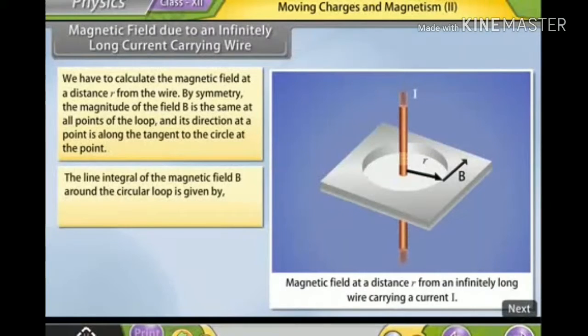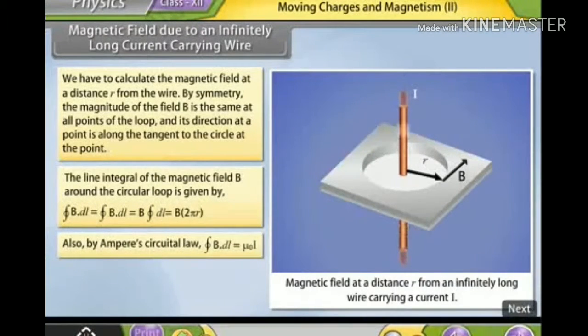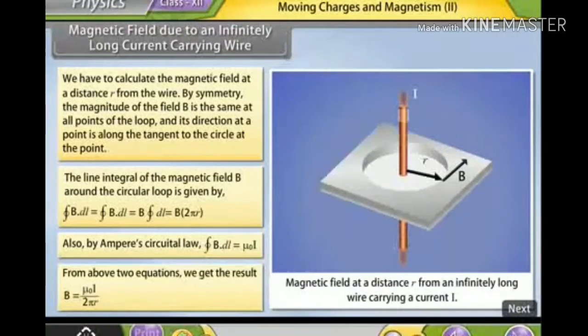The line integral of the magnetic field B around the circular loop is given by the product of B and 2 pi r. Also, by Ampere's Circuital law, closed integral of B dot dl is equal to mu naught I. From the above two equations, we get the result B is equal to mu naught I divided by 2 pi r.